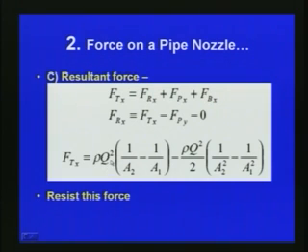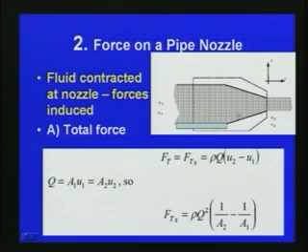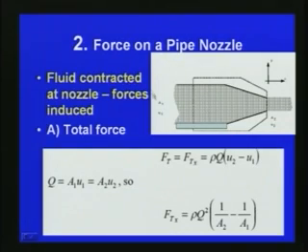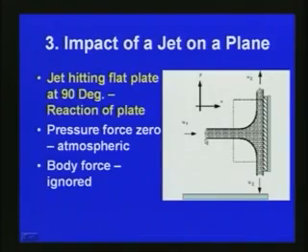So the resultant force is equal to rho Q square into 1 by A 2 minus 1 by A 1, minus rho Q square by 2 into 1 by A 2 square minus 1 by A 1 square, where A 2 is the cross section at the nozzle location, and A 1 is the cross section at section 1. This gives the resultant force. This resultant force is the force acting with respect to the effect of this nozzle, the force on the pipe is given by this resultant force.